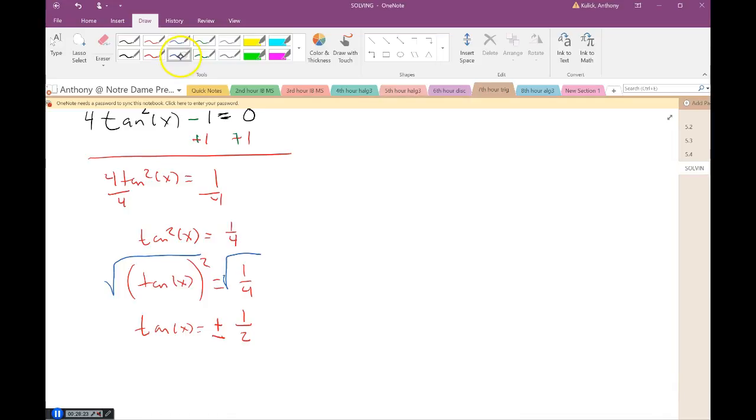Now, because of this plus or minus now, we have to, here comes the tricky part. I'm going to treat this as two separate problems. I'm going to treat it as tan x equals 1/2, and then also tan x equals -1/2. Everybody okay with that? Because I don't know how to do the tan inverse of a plus or minus, but I can do tan inverse of the positive, and I can also do tan inverse of the negative. Okey-dokey.